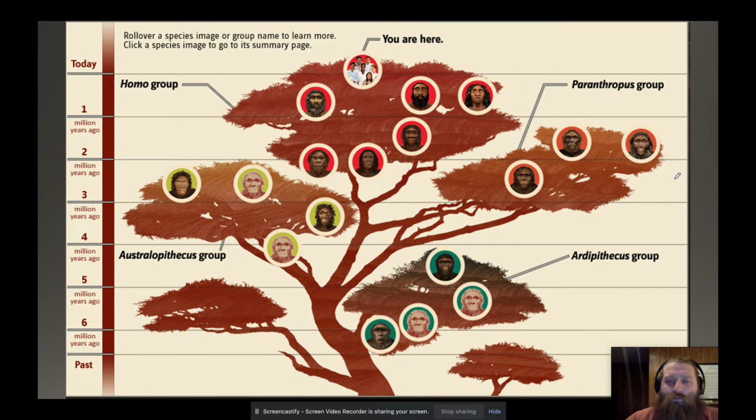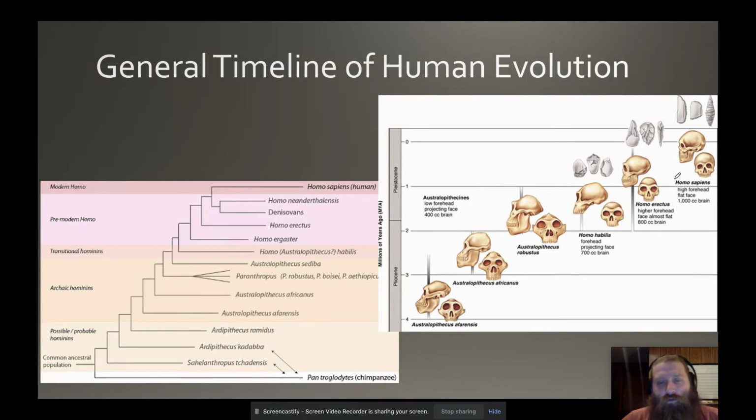Lots of different fossils have been found. We're going to look at Australopithecus. We're going to look at the Homo sapiens group. We're not really going to look at the Paranthropus group a lot, or the Ardipithecus group, but they are certainly fossils that are worth your consideration.